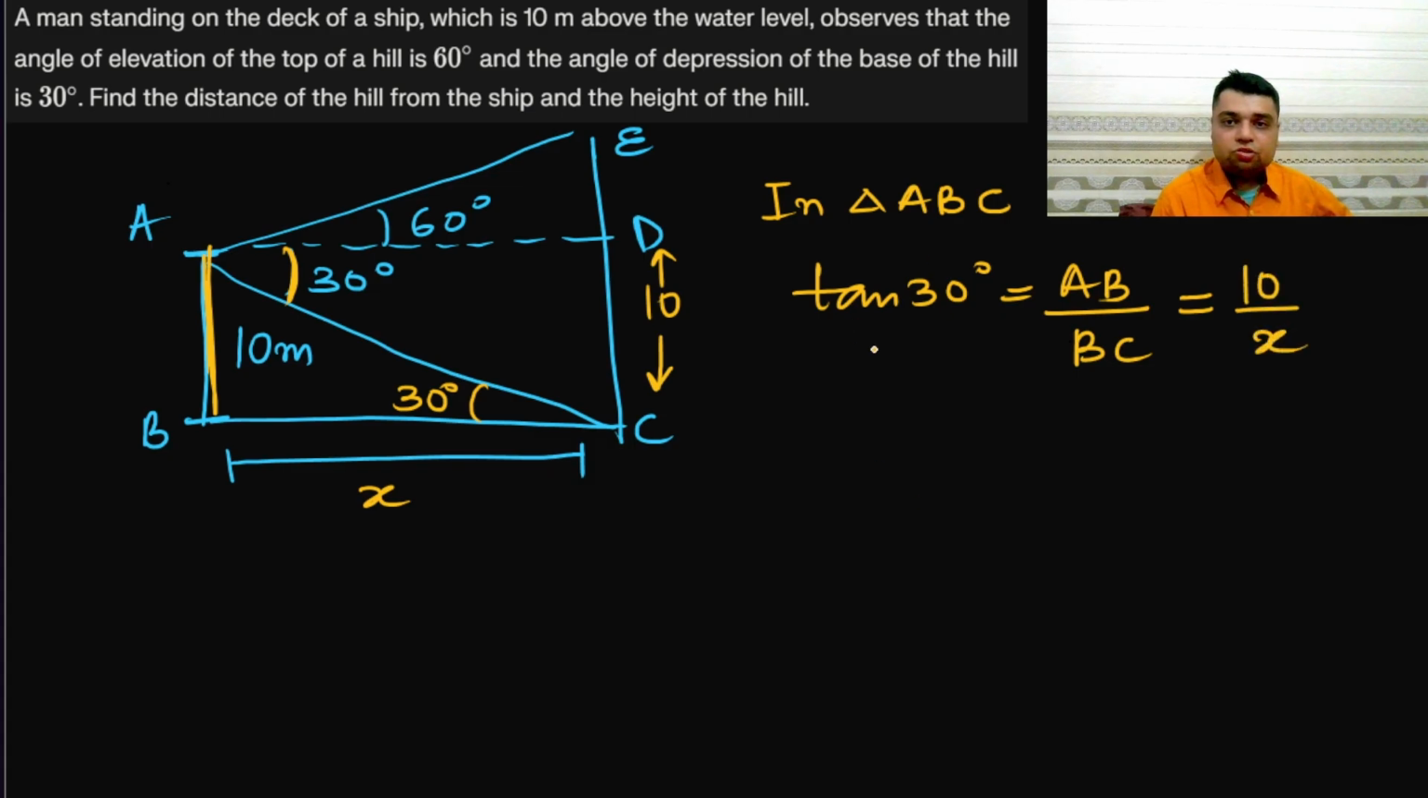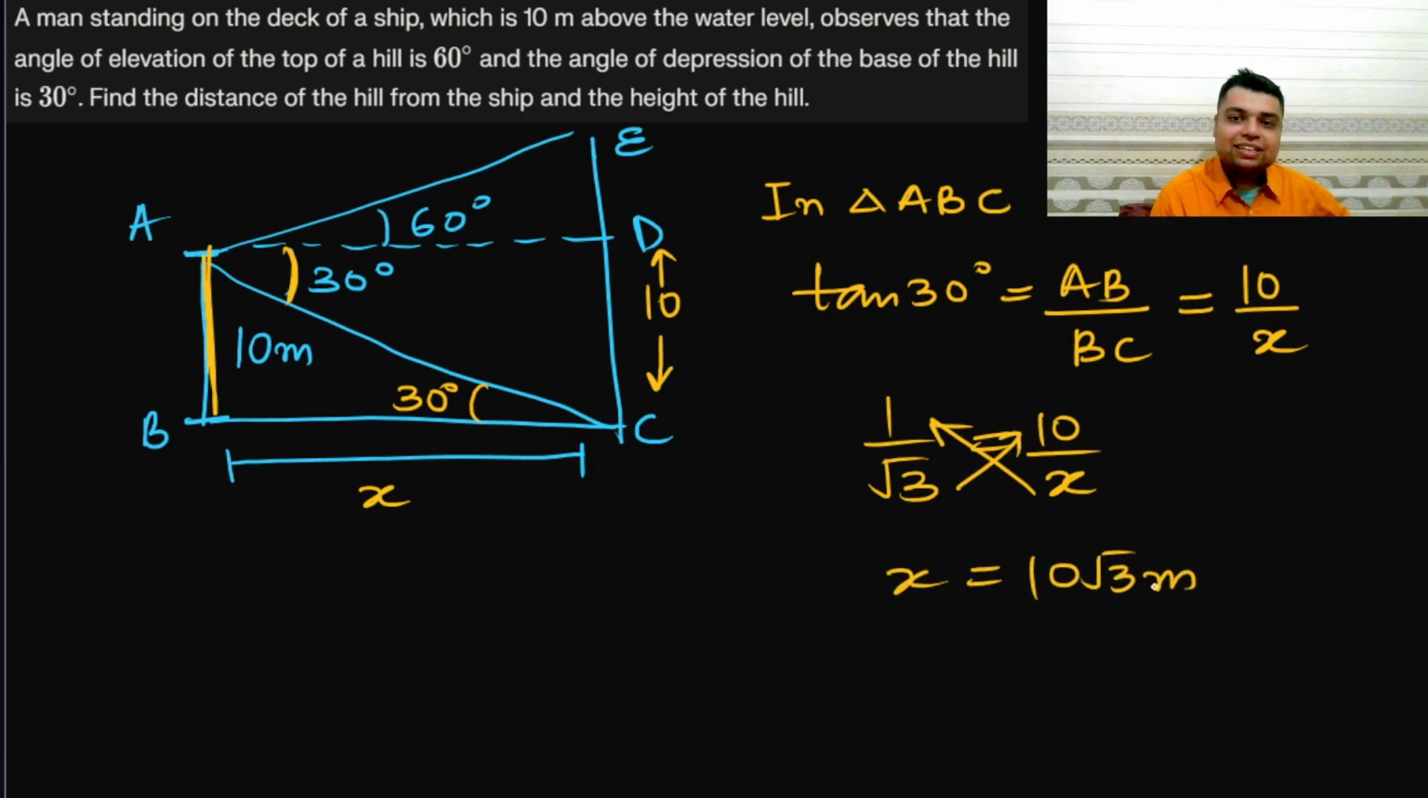So tan 30 is root 3. No, it is 1 by root 3, right? 1 upon root 3 is equal to 10 upon X. So cross multiply we will do, right? So X will be equal to 10 root 3 meters.